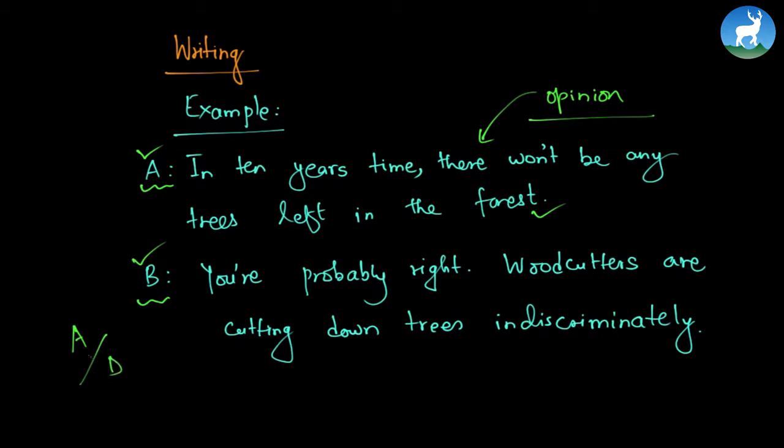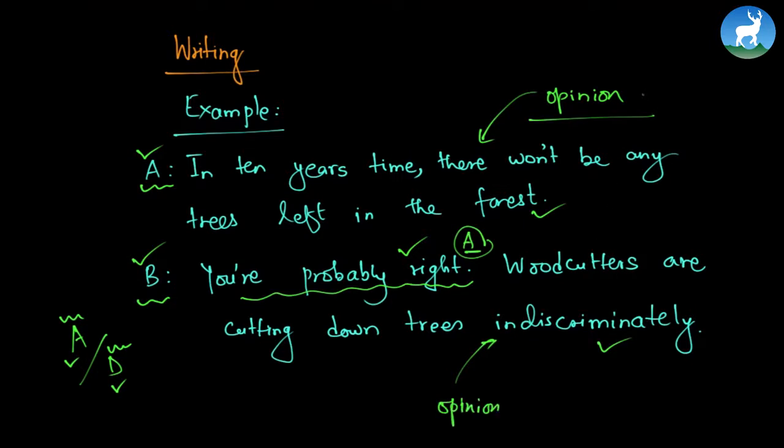So we are going to use the agreeing and disagreeing structures. There are some structures on agreeing and disagreeing, so please read them. He uses a structure called you are probably right. Now this structure, you are probably right, is an agreeing structure, or we can say that B agrees with A. Woodcutters are cutting down trees indiscriminately. Again, he gives his own opinion, so we have another opinion. So here we had opinion 1, then we had opinion 2 down below.